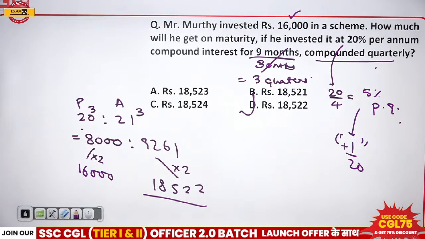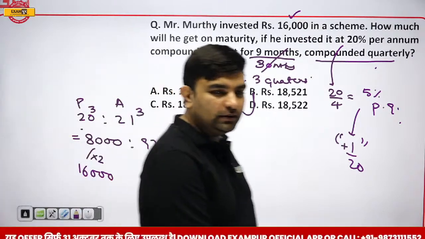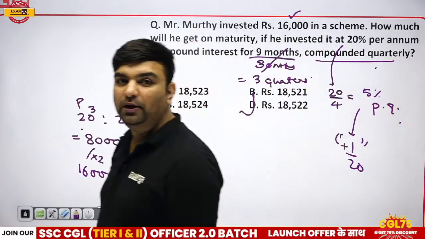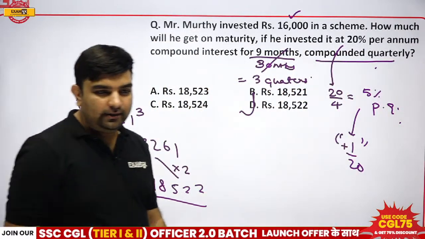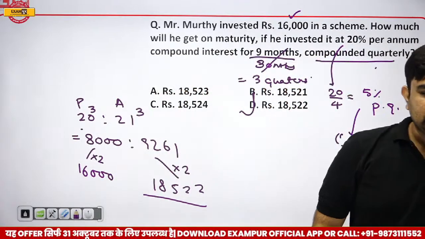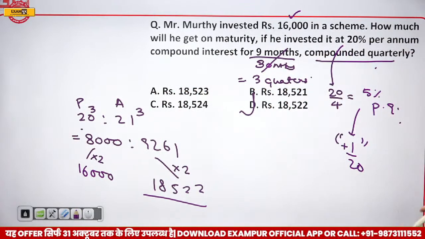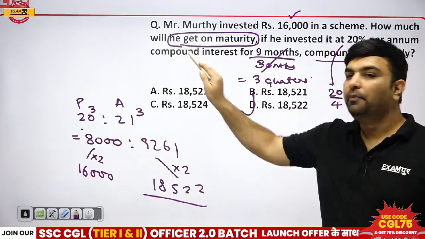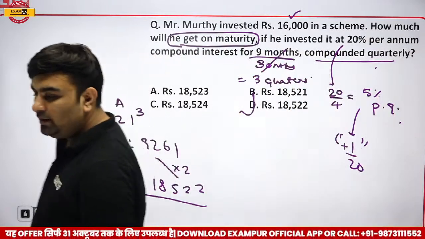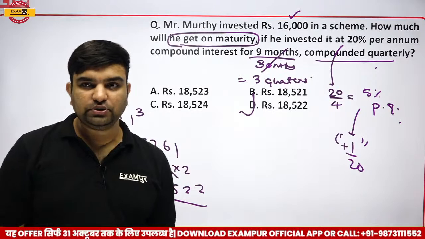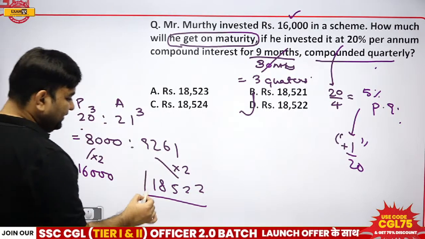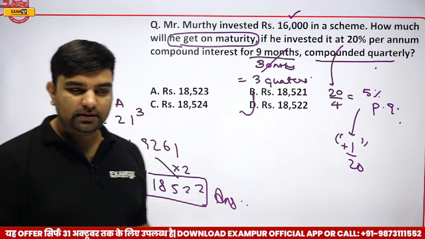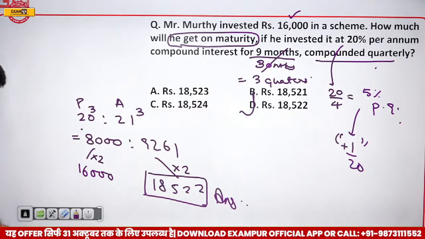Good afternoon, Shrivani, Prajwal, Vinod. Absolutely great. Yes, Vinod, CI is 2522. However, they are asking for the amount, I think. He will get on maturity. Maturity means the amount. So he is asking for the amount, so I'm directly giving the answer as 18522. My dear friends, let's move on.